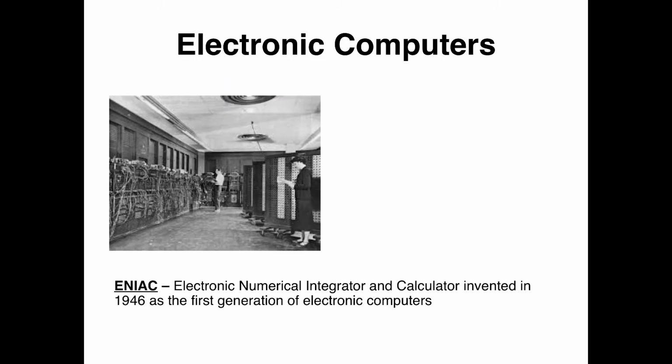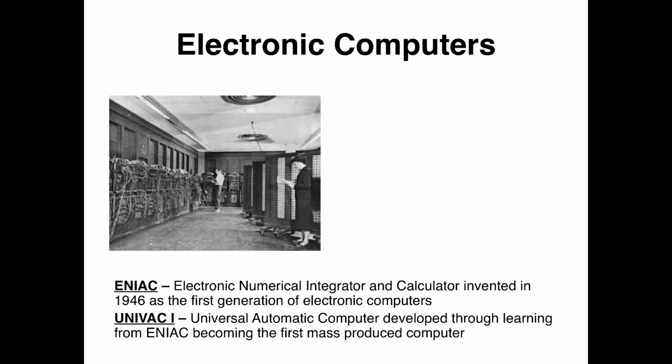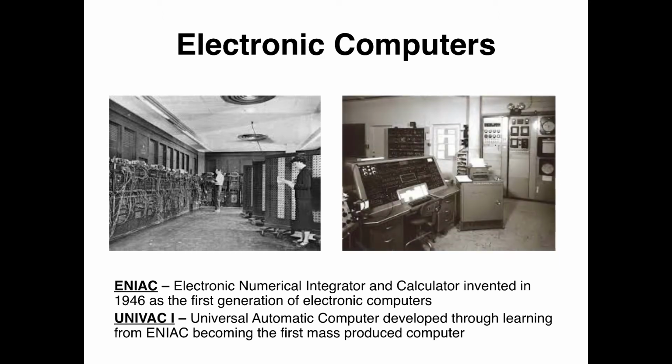The first computer was called an ENIAC. ENIAC stands for Electric or Electronic Numerical Integrator and Calculator. It was invented in 1946 as the first generation of electronic computers. The UNIVAC-1 stands for Universal Automatic Computer. It was developed through the learning process that occurred during the ENIAC development, and it became the first mass-produced computer. And here's a picture of the UNIVAC-1. So on the left you have the ENIAC, on the right you have the UNIVAC-1.